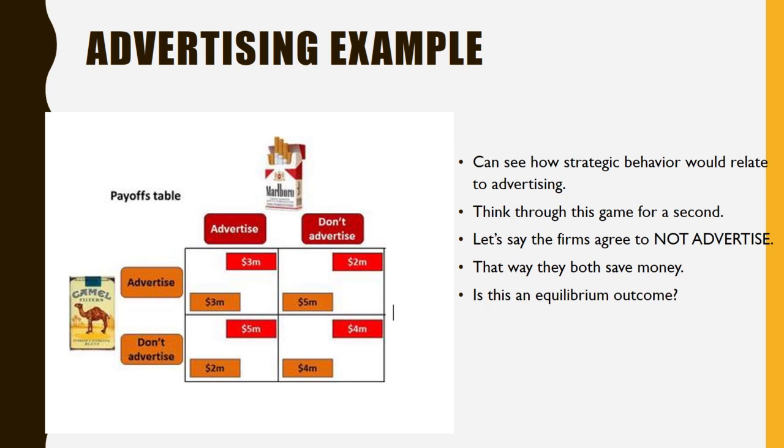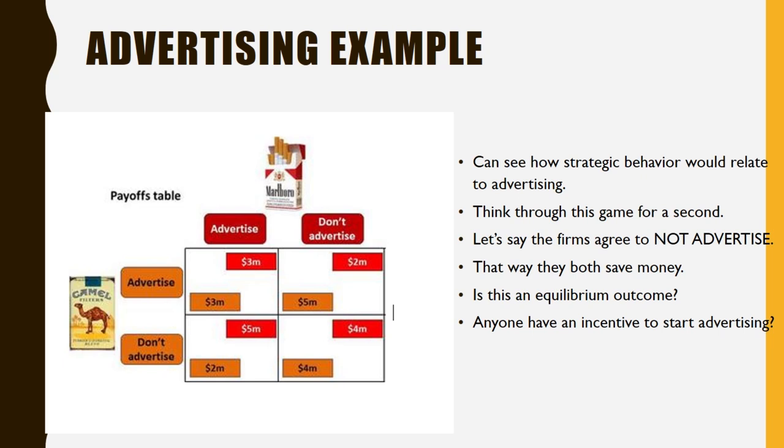So we need to ask ourselves, is this an equilibrium outcome? So I'm in the bottom right. Don't advertise, don't advertise. Each of them making $4 million. So take a second and figure out if this is an equilibrium. In other words, does anybody want to deviate? If anybody wants to deviate, then this is not an equilibrium. So, can you figure it out? Anyone have an incentive to start advertising if the other's not going to advertise?